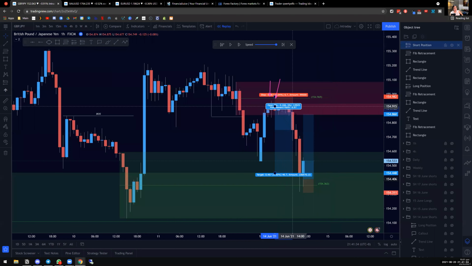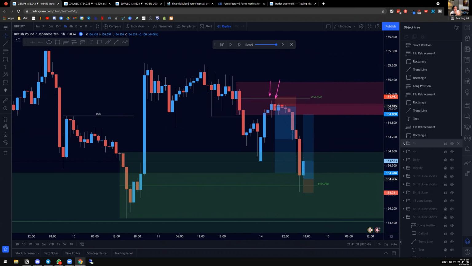Does this make sense so far? Yeah. So the key thing for me is really watching the lower highs and the higher lows at my specific buy areas and sell areas.